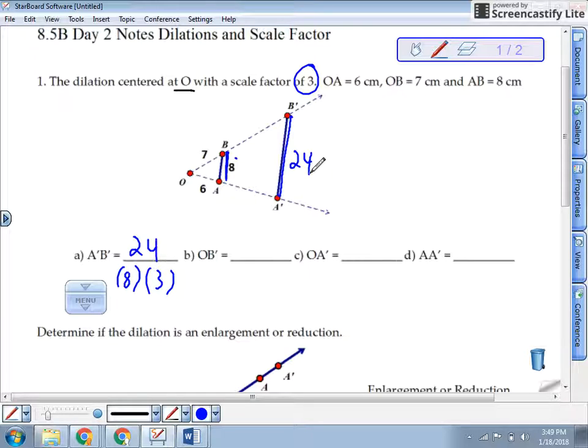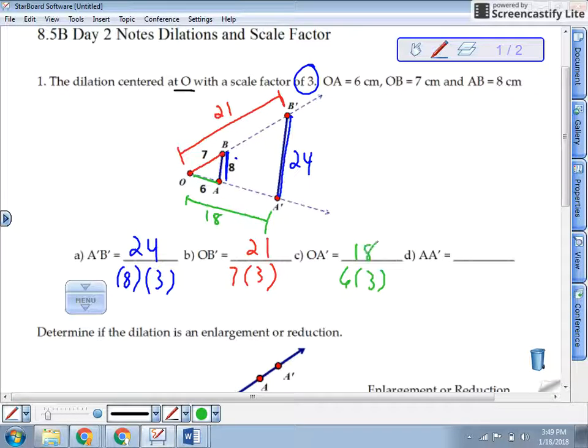Now they want to know what is the distance from the center O to B prime. Well, again, if this piece is 7, O to B, that's the pre-image, and our scale factor is 3, I need to take that 7 and multiply it by 3. So our total distance then is 21. So from O to B prime, that distance is 21. Now O to A prime, same thing. This piece right here is 6. Well then I need to multiply that by 3, because that's our scale factor, to give me this new distance of 6 times 3 is 18.